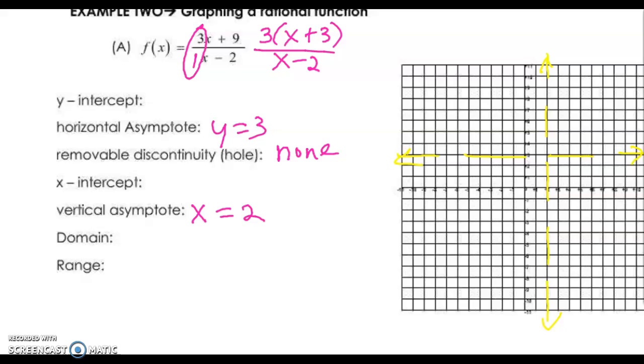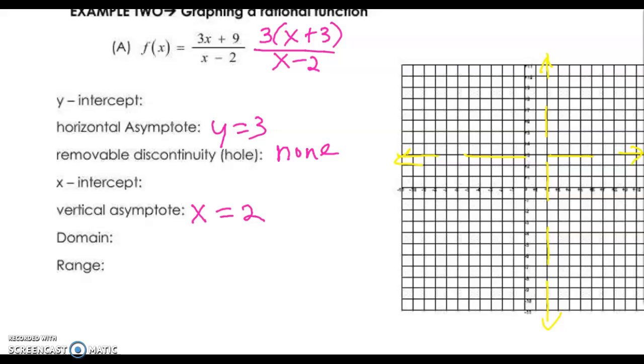So now the graph is going to be approaching each. All we need now is a couple of points, and then we can graph. Is the graph going to be here? Is the graph going to be here? That's really all we need. We still have to find the X-intercept and the Y-intercept. Okay, so what is the X-intercept?